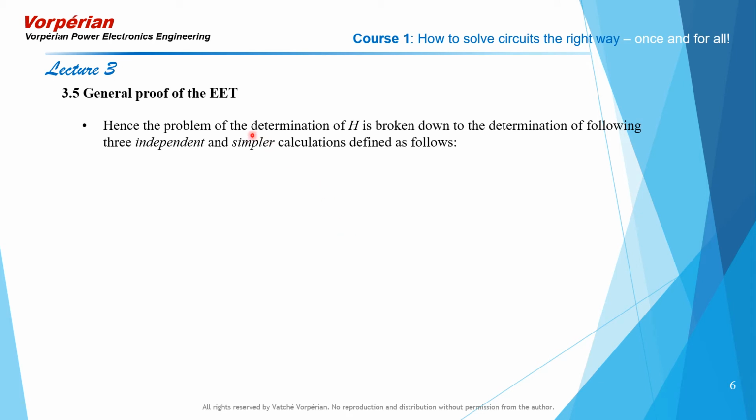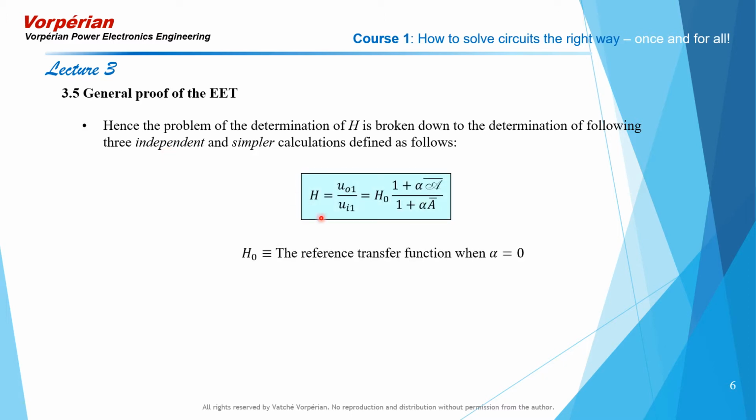Hence, the problem of the determination of h, the full transfer function that you're after, is broken down to the determination of the following three independent and simpler calculations, which are defined as follows. h0 is the reference transfer function when alpha equals 0. That means that you go into your circuit and you set the value of the extra element equal to 0. You take it out of the circuit, in other words, and you figure out the transfer function h0, which we call the reference transfer function.